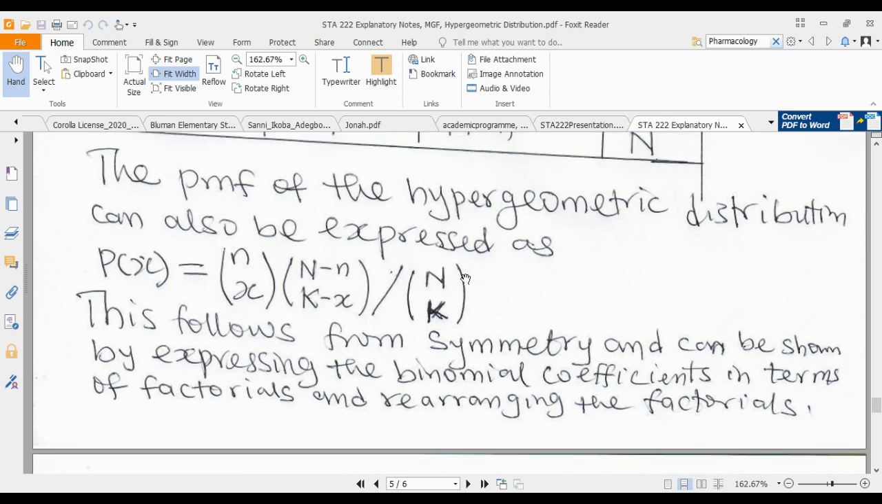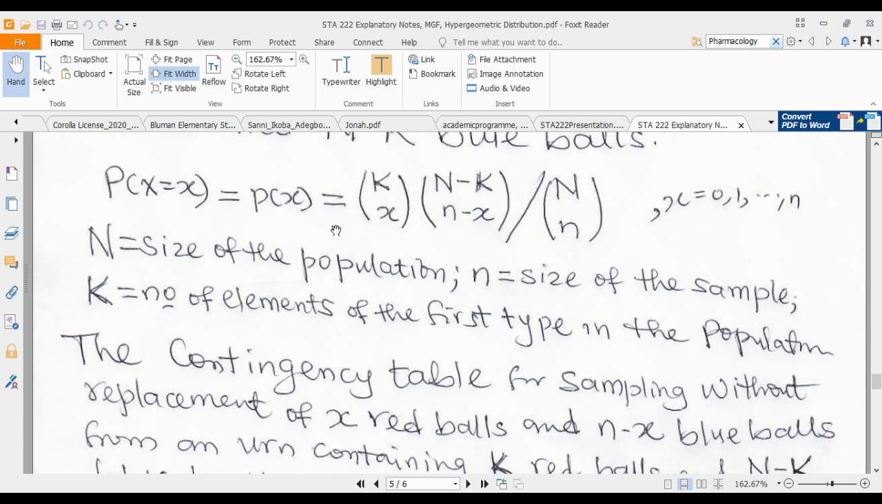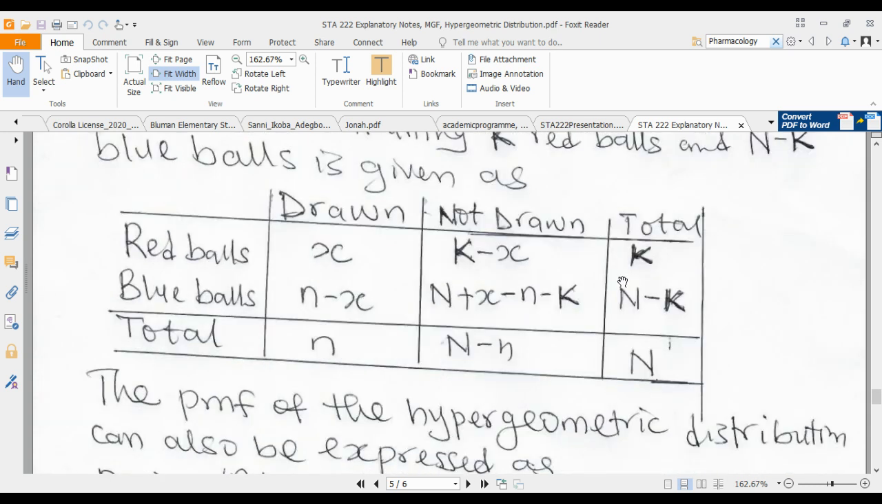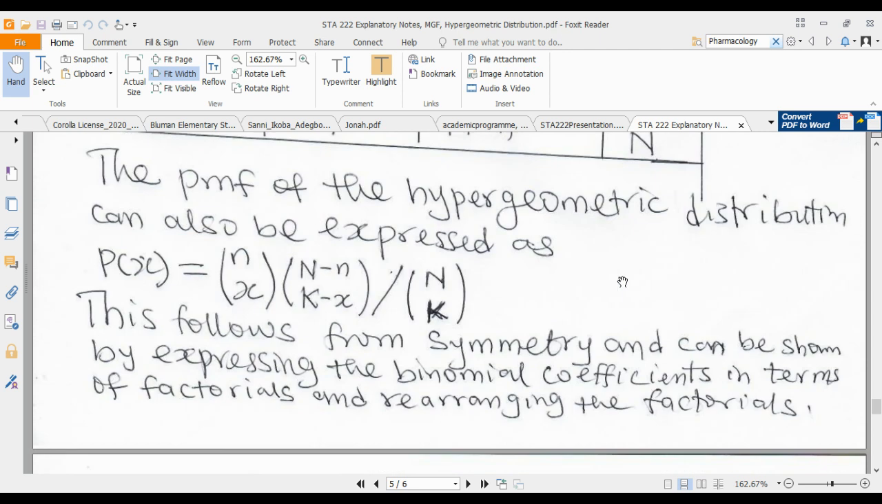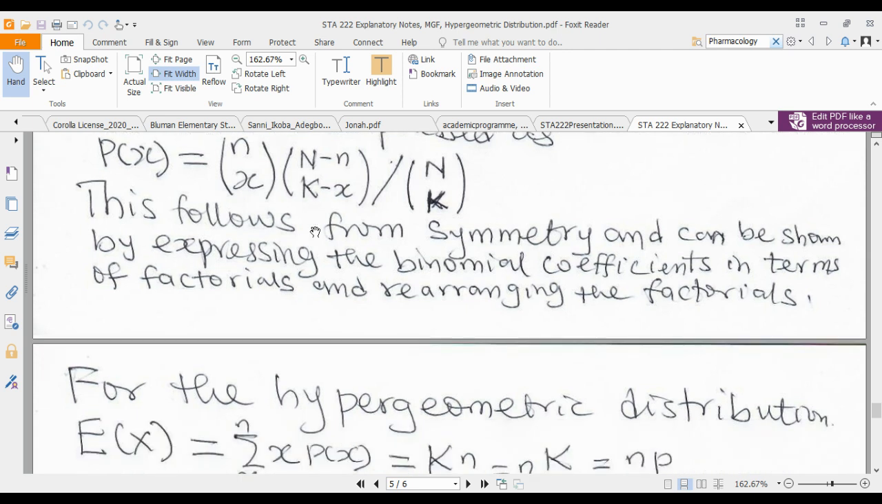That is for the PMF, the original PMF given by K combination x multiplied by N minus K combination n minus x divided by N combination n. So when you resolve it into factorials, you rearrange, you will get this relationship given by this equation. So it can be represented by that again.